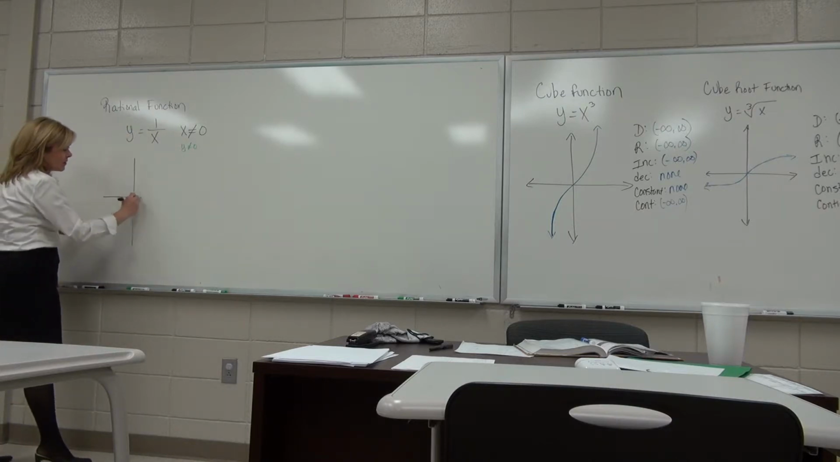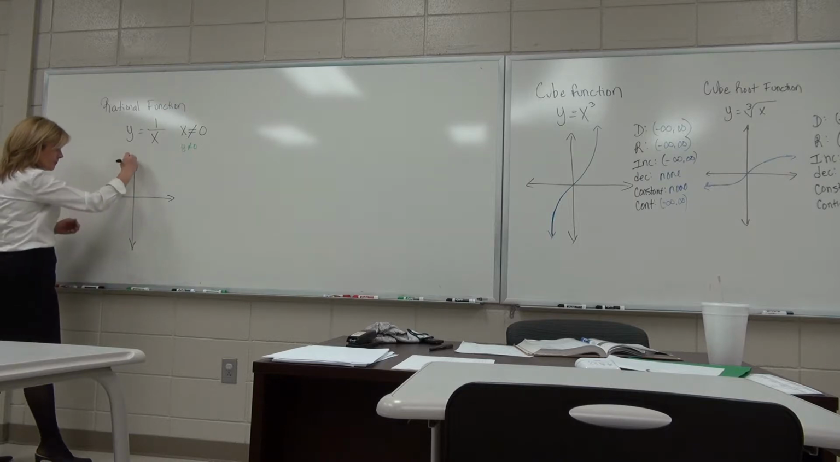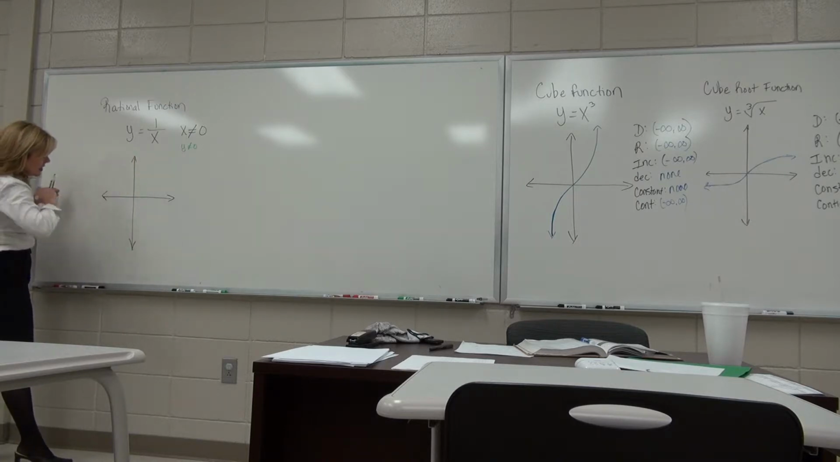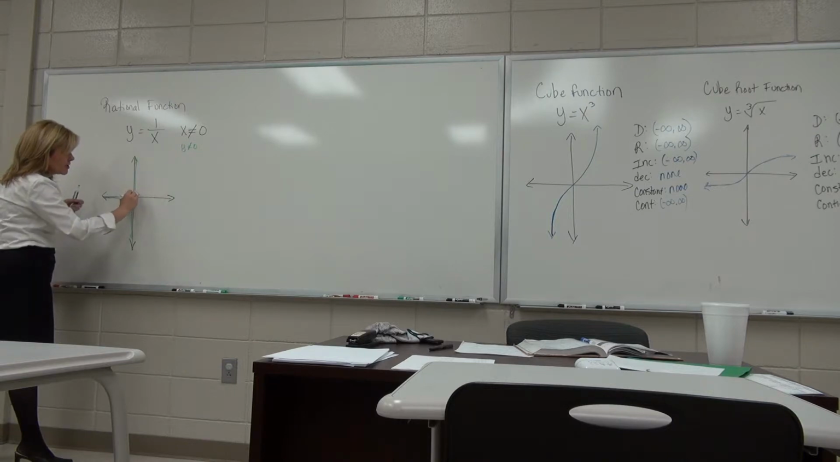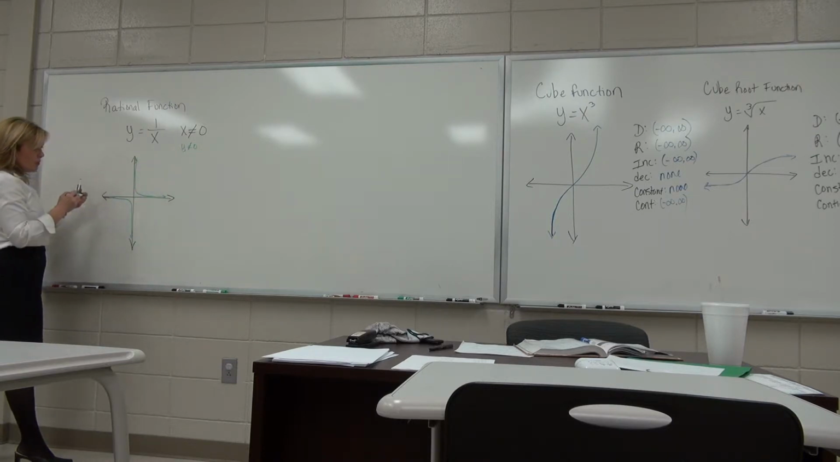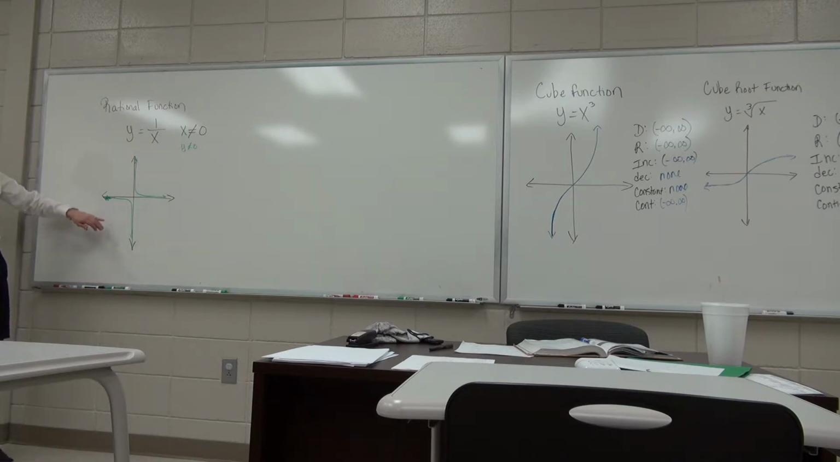So when you go to graph this function, it looks like this. It gets real close to these axes, but it never actually touches either one of them. It never touches the x-axis, never touches the y-axis. The reason it never touches the x-axis is because if it's on the x-axis, y would be 0. Y'all caught up with me?